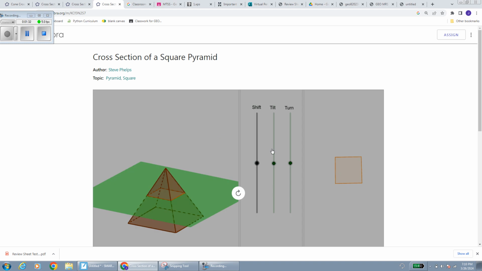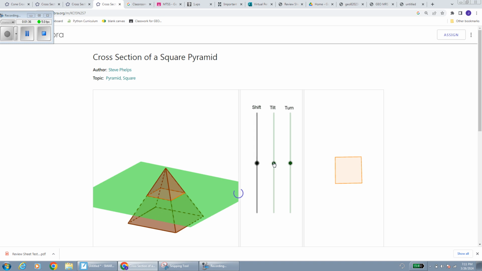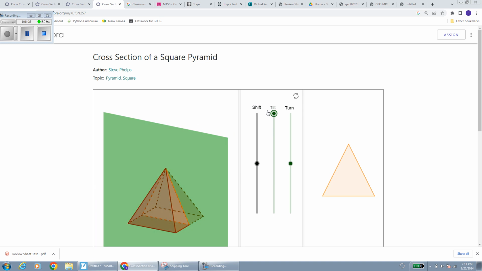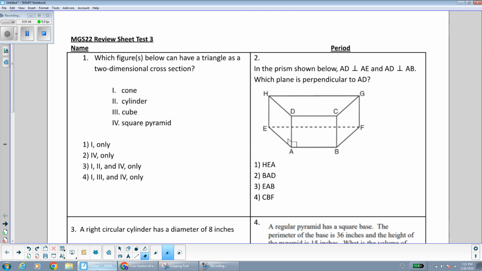And finally, for the square pyramid, I think that one's a little bit obvious. If you take a cross section that is perpendicular to the base, you will get a triangle. So the correct answer to number 1 is everything except choice 2.